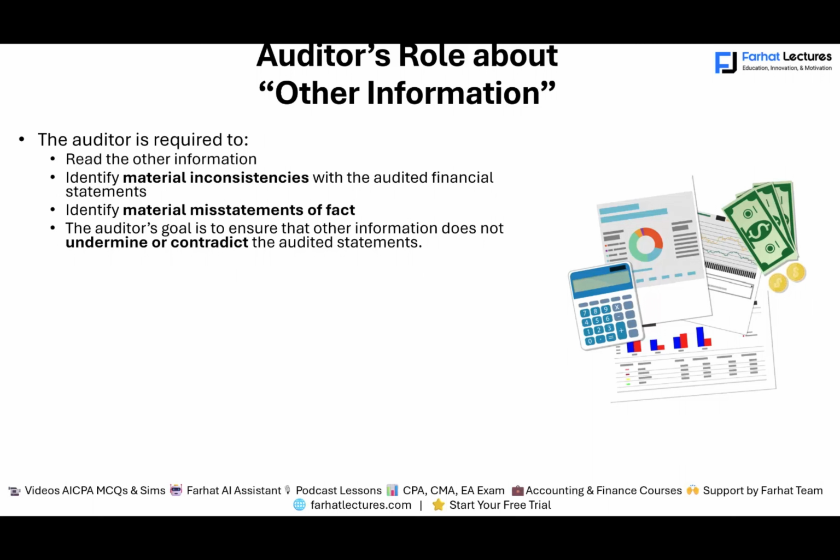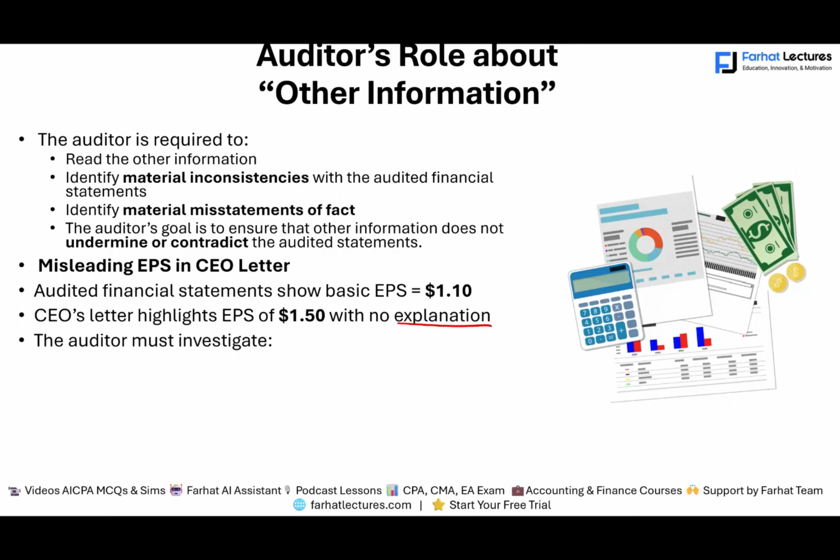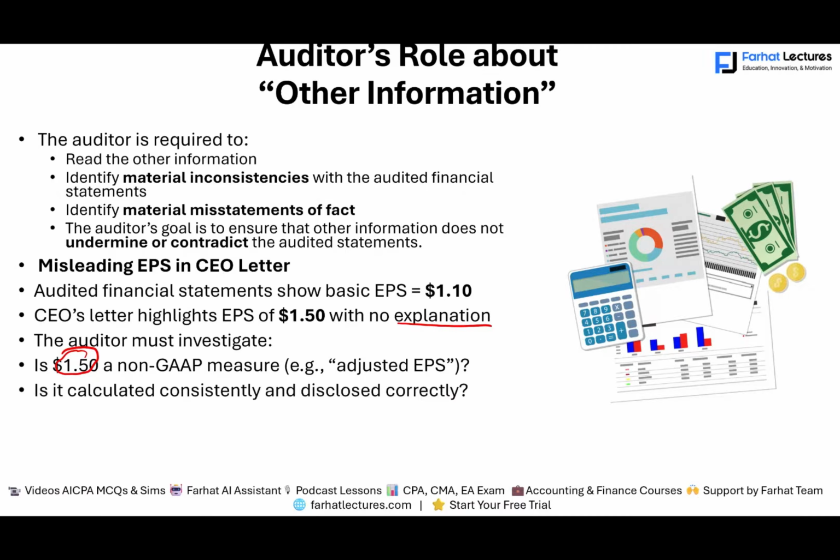What could be a misleading statement? For example, the audited earnings per share is $1.10. This is the basic EPS. The CEO letter highlights an earnings per share of $1.50 with no explanation. How is that possible? Now we're going to ask them, is this a non-GAAP figure, the $1.50? Because the GAAP, the audited figure, is $1.10. Is it calculated consistently and disclosed correctly?